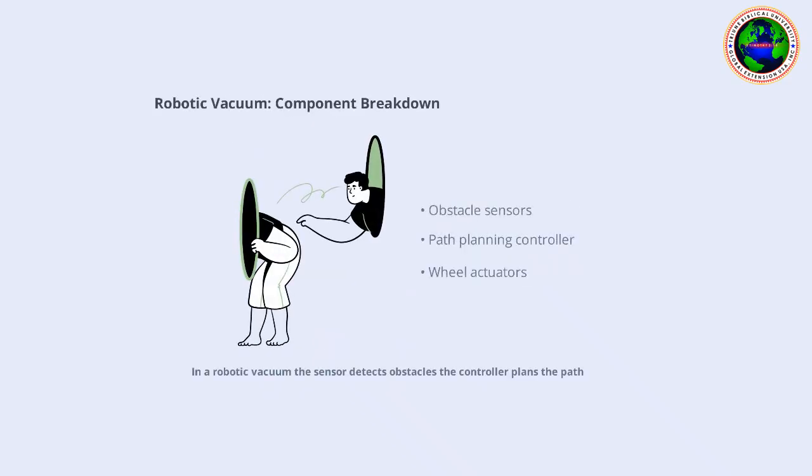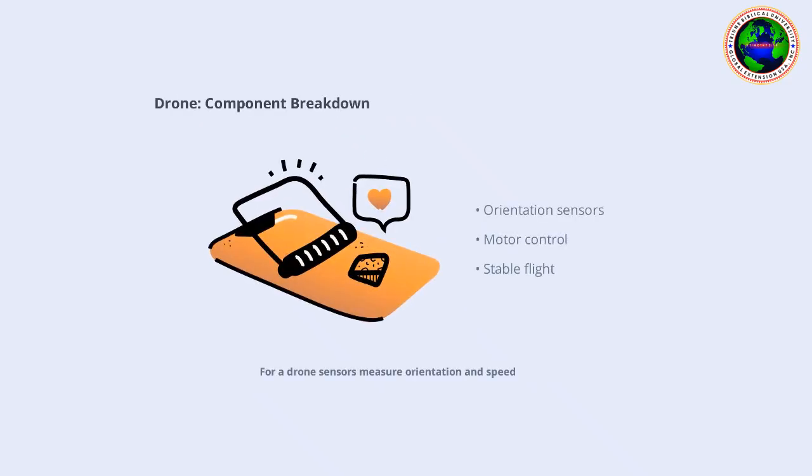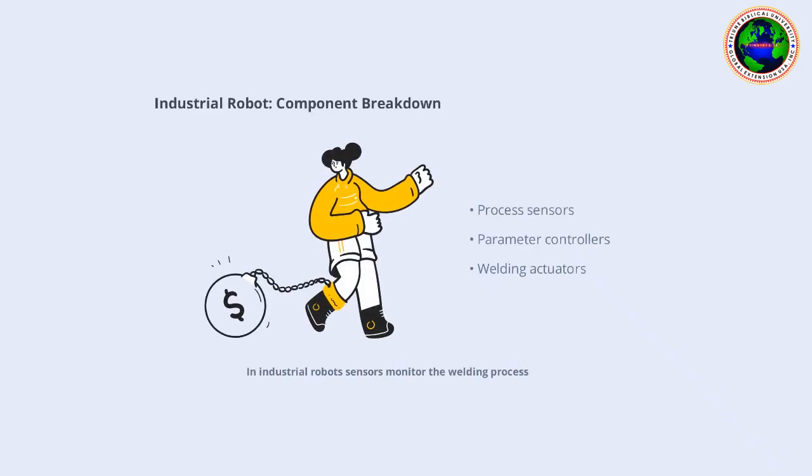In a robotic vacuum, the sensor detects obstacles, the controller plans the path, and the actuator moves the wheels. The feedback loop allows the vacuum to adjust its route in real time, ensuring efficient cleaning even in cluttered environments. For a drone, sensors measure orientation and speed, the controller processes this data, and actuators adjust the motors. The closed-loop system allows the drone to maintain stability and respond to environmental changes, making flight safe and reliable. In industrial robots, sensors monitor the welding process, controllers adjust parameters, and actuators move the welding arm. The feedback loop ensures that each weld is precise and consistent, even as conditions change on the factory floor.